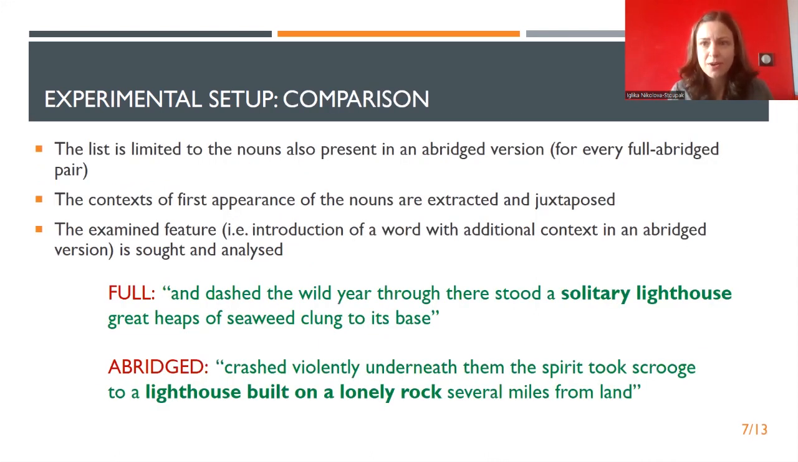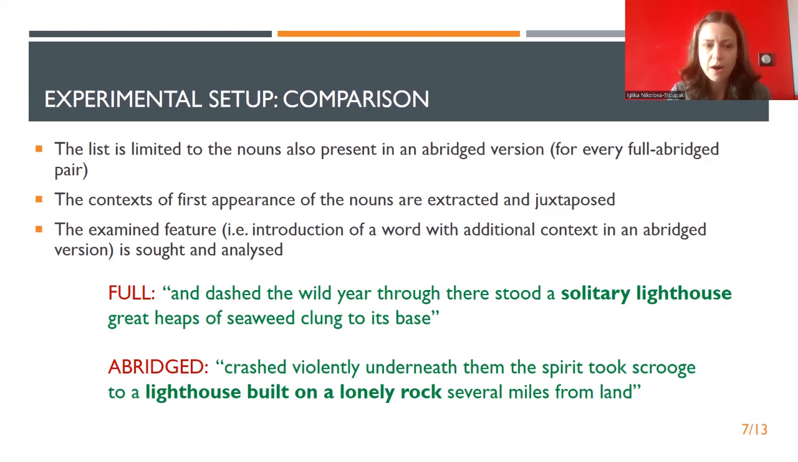Then my plan, once I had these lists of complex nouns as present in the original text, was to limit them to the nouns that are also present in an abridged version. So I looked at every possible pair of full and abridged version of the same novel in the same language. And I made lists of the complex nouns that are present in the full and the abridged version. Then I extracted the context in which these words were introduced in the two works, the full and abridged. And I juxtaposed them looking for this feature. I saw if in the abridged version, there was more context somehow as compared with the full version.